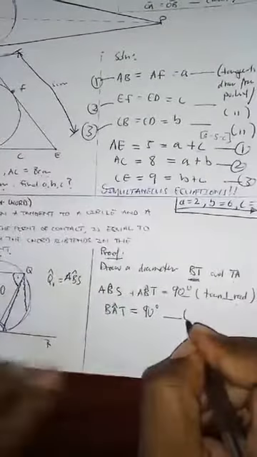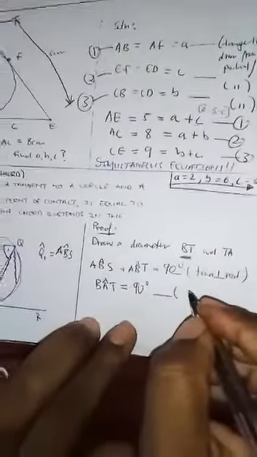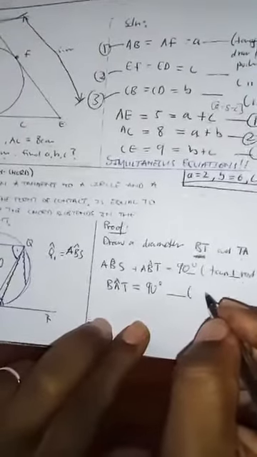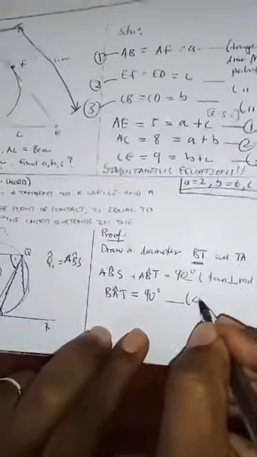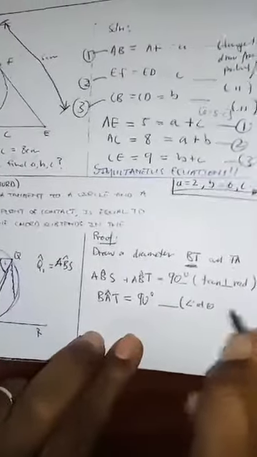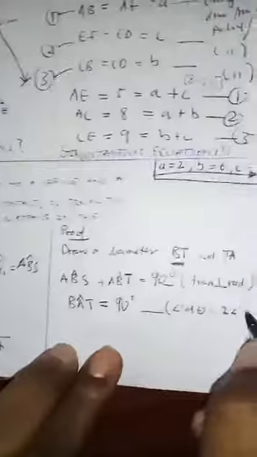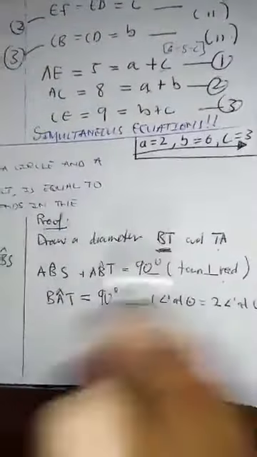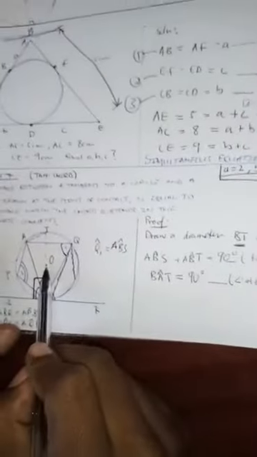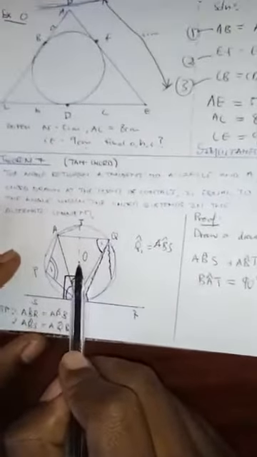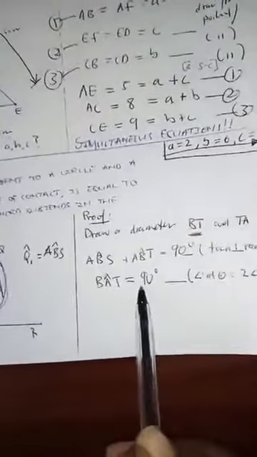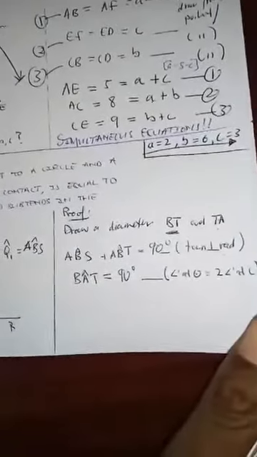Remember the theorem we were concerned with last week about the angle at the center being twice the size of the angle at the circumference. Here the angle at the center is angle O, and that angle is 180 degrees. So what's half of 180 degrees? It's 90. So that's why you have 90 degrees there.